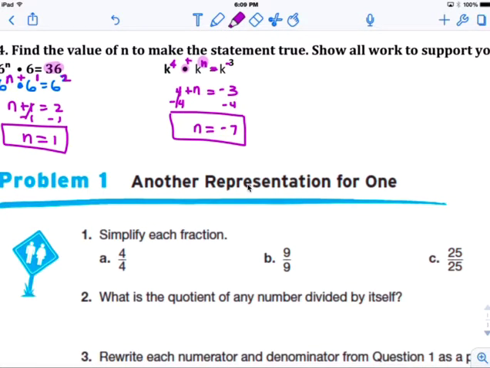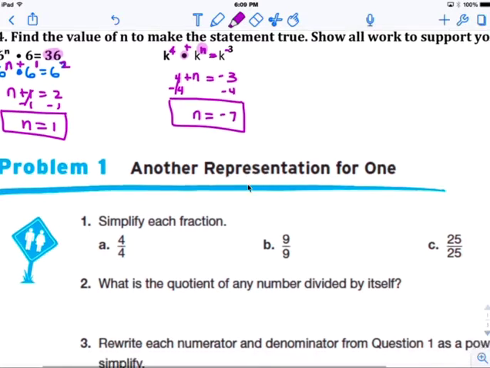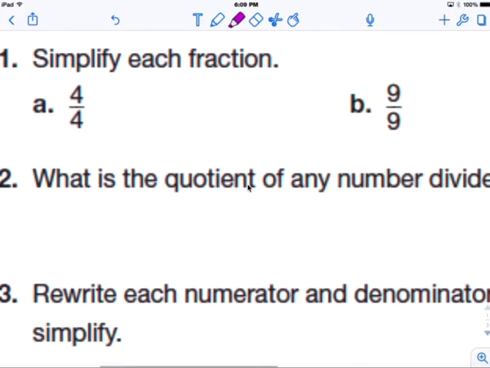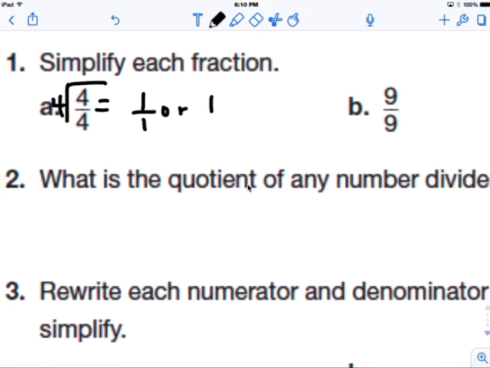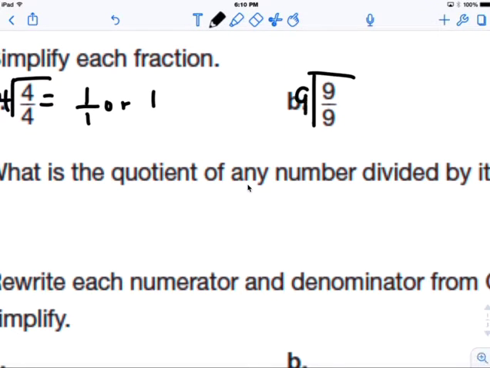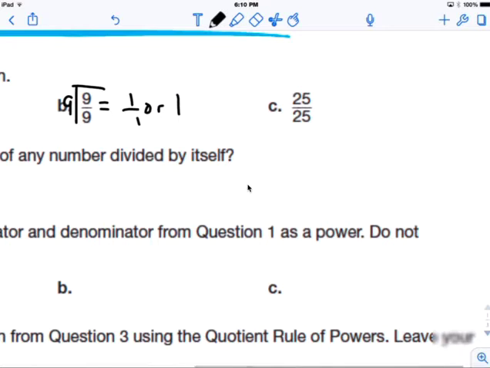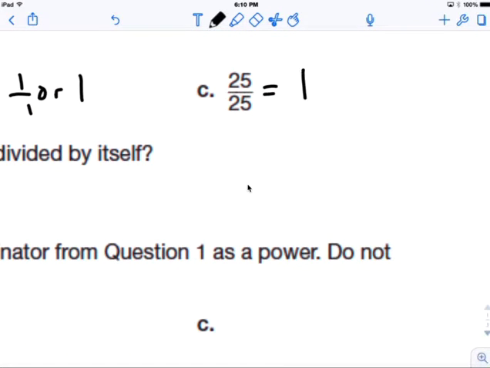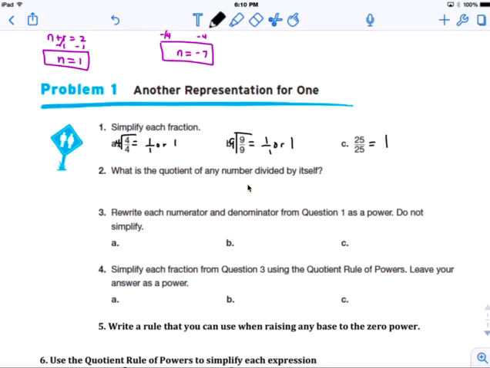Okay, here's today's lesson. Learning about negative exponents. Simplify the fraction. Both can be divided by 4, 1 over 1, or just 1, right? Both can be divided by 9, 1 over 1, or just 1. Again, when it divides by itself, it's a 1. Okay, 25 divided by 25 is 1 whole. Write the quotient. The quotient of any number divided by itself is 1. The quotient, the answer, is 1.